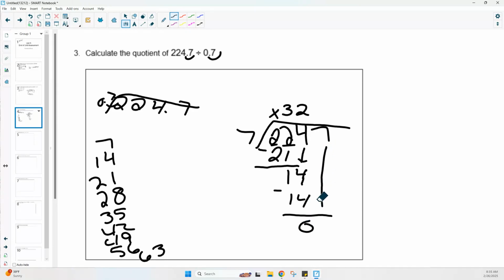We still have this 7 to bring down. Now I need to ask myself how many 7s fit into 7. That answer would be 1. So our final 7 times 1 is 7. Subtract, you get 0. All of our numbers are brought down. My remainder is 0, so we have our final quotient, 321. All right, let's keep going.